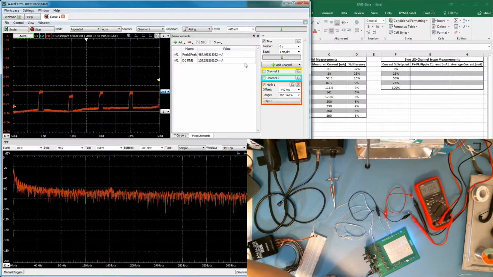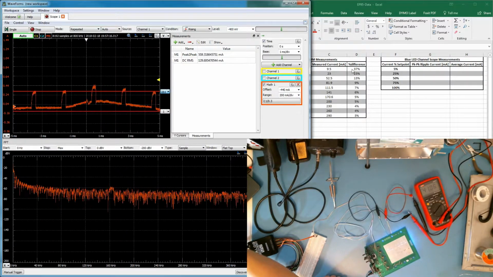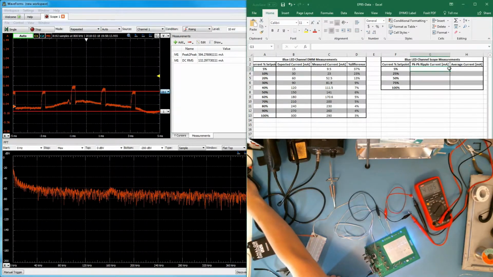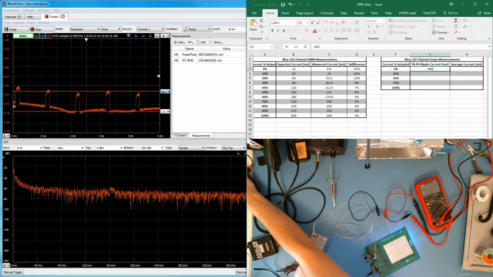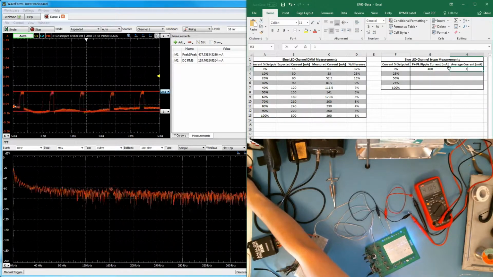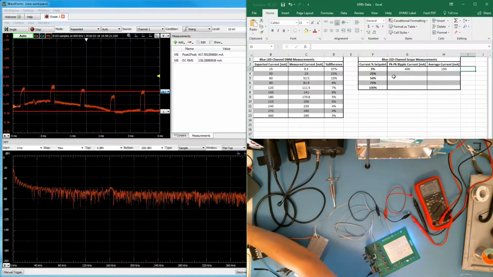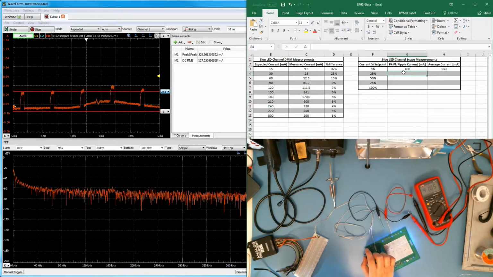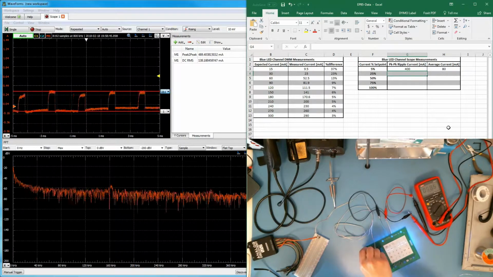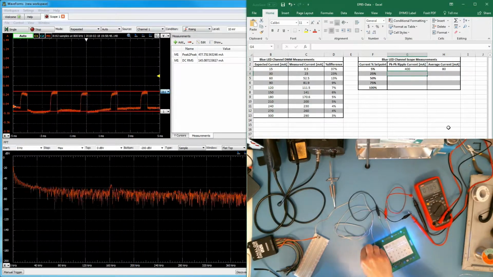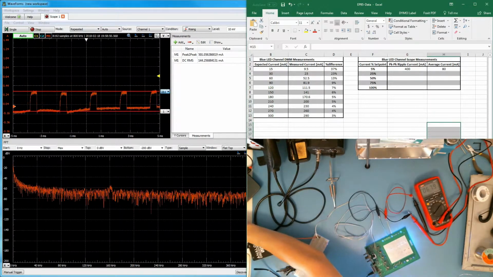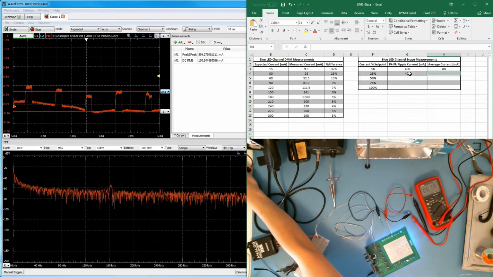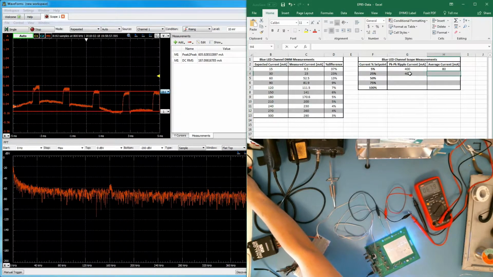So we've got the DC RMS, and we've got the peak-to-peak. For peak-to-peak, ripple current is around 400 milliamps, and the average is around 130. Oh, this is not at 5%, it's 25%. The ripple current is again 400, and the average is around 140.